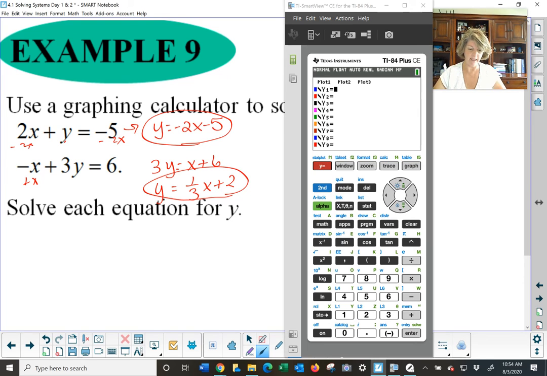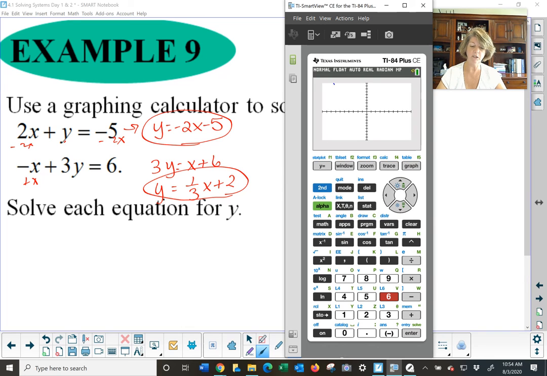Now let's key that in. So I'm going to have -2x minus 5. And on the other one, I'm going to have 1/3 x plus 2. And I want to graph that. I'm going to hit zoom 6, which is a standard window that's -10 by 10 and -10 by 10 in the y-axis. Ooh, did you see that they intersect? They do intersect.